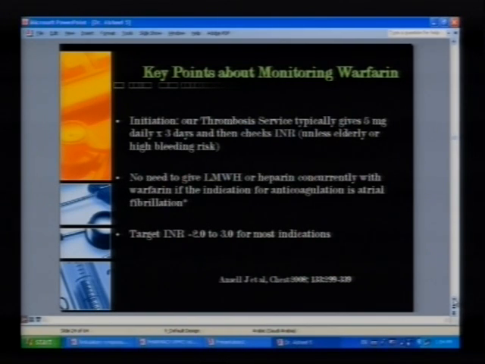For the sake of time, I did not mention that antiphospholipid syndrome was previously treated with high intensity anticoagulation, 2.5 to 3 or 3 to 4. Nowadays, it is treated with a target INR of 2.5 and a range of 2 to 3.